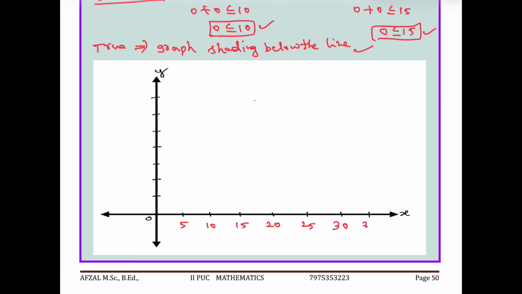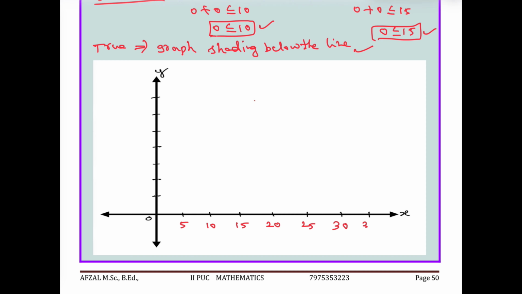Find out the LCM. 2 7s are 14, 2 11s are 22. Therefore LCM equals 2 into 7 into 11. 2 7s are 14, 14 into 11, 154 is the LCM. 5 divided by 22, keep it as it is.